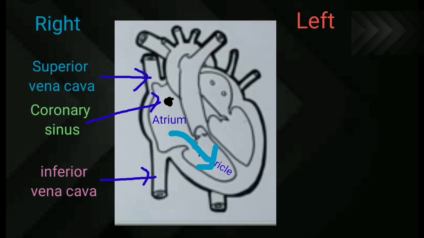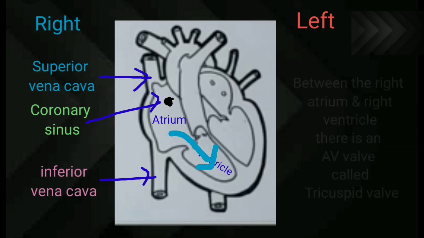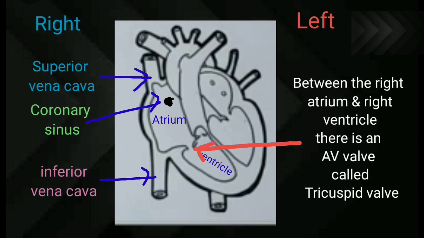Okay, they are AV valve, atrioventricular valve. Atrioventricular valve or the AV valve. From the name only it's clear, atrioventricular means between the atrium and the ventricle. Now I'm talking only about the right side. In the right side, between the right atrium and the right ventricle, the AV valve which is present is called the tricuspid valve.